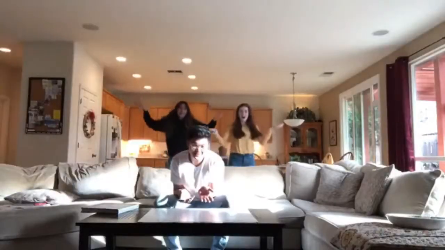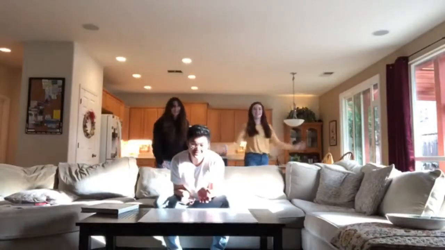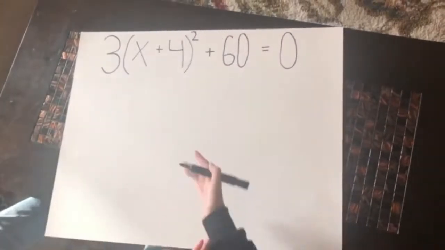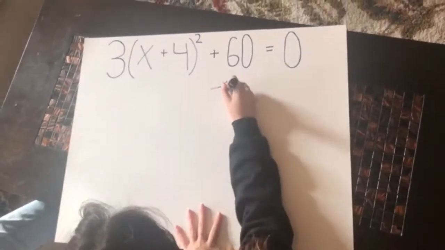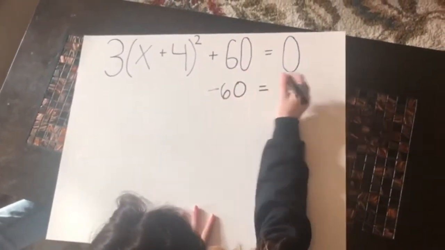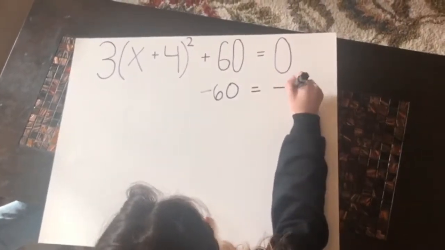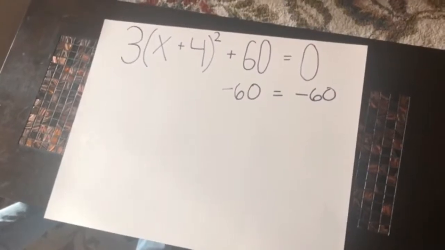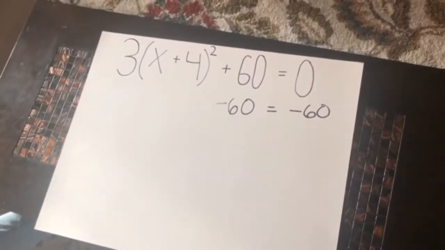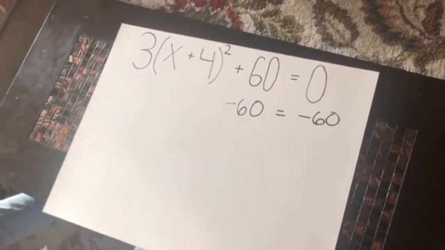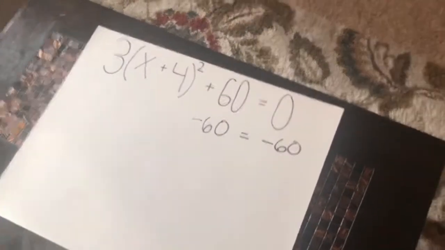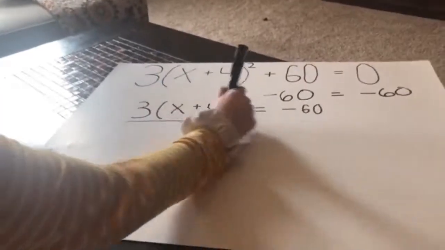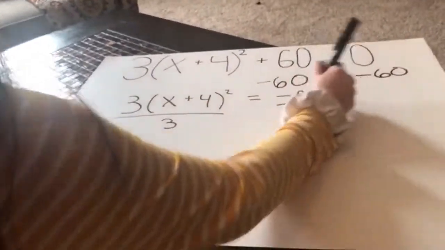Did someone call for some math experts? So, the first step is to subtract 60 on both sides. Then what happens? I don't know. I need another math expert. Oh, well, you're in luck. We've got another math expert. So our next step is to divide 3 from both sides.